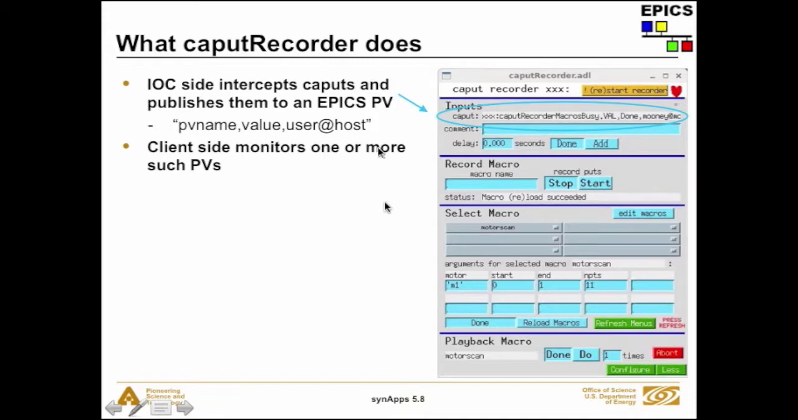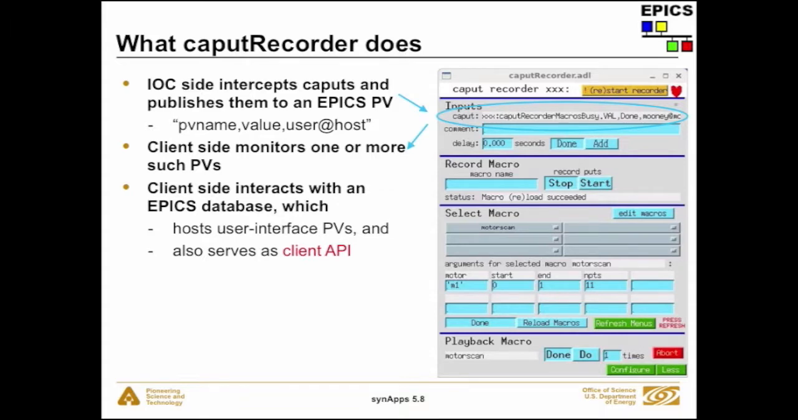They might do all this other stuff too, but it's going to at least do that PV. So the client side, which is a Python program, monitors that PV. It might monitor several such PVs, and those are the things that it's going to record. The client side also interacts with this EPICS database, which is basically a thrown together user interface. We could have a Python user interface to do this. It would be better in some respects, but you wouldn't be able to use it as a client API, right?